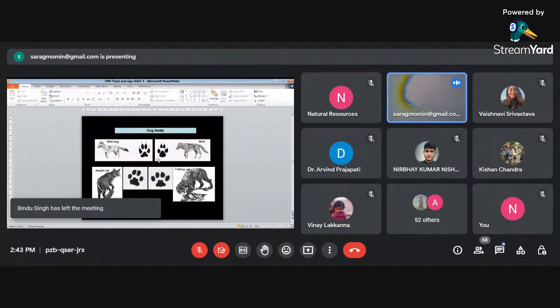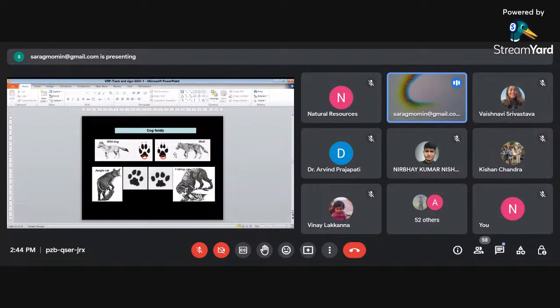And secondly, you have to check the base portion of the pug mark. Look at this base portion here: it is immersed inside, but in the case of this one, the base portion is immersed outside. When it is immersed inside, then this pug mark belongs to the dog, wild dog, dhole. And if it is immersed outside, then the pug mark belongs to all species.